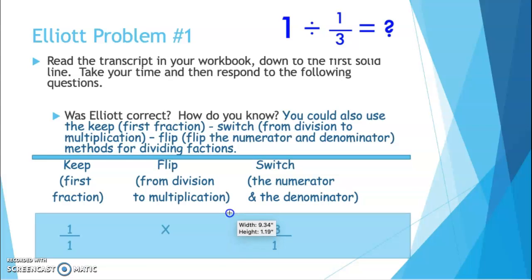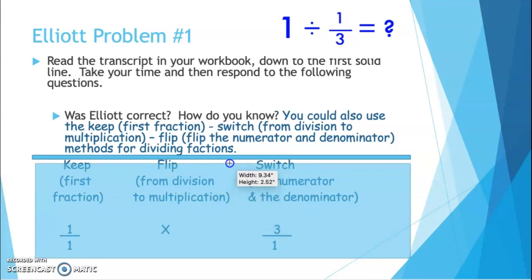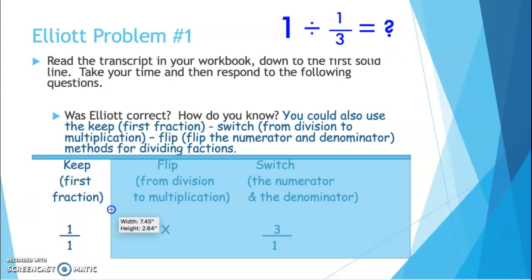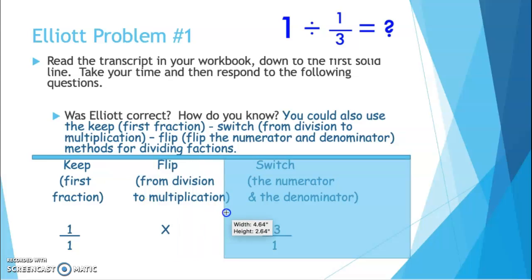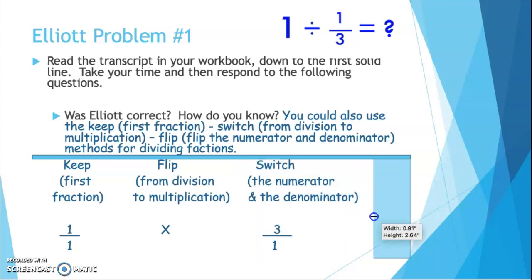We're going to keep the first fraction. Let me go back. We're going to keep the first fraction, 1 over 1. We're going to switch from division to multiplication. And then we're going to flip the numerator and the denominator. So we're going to move the 1/3 and we're going to make it 3 over 1.